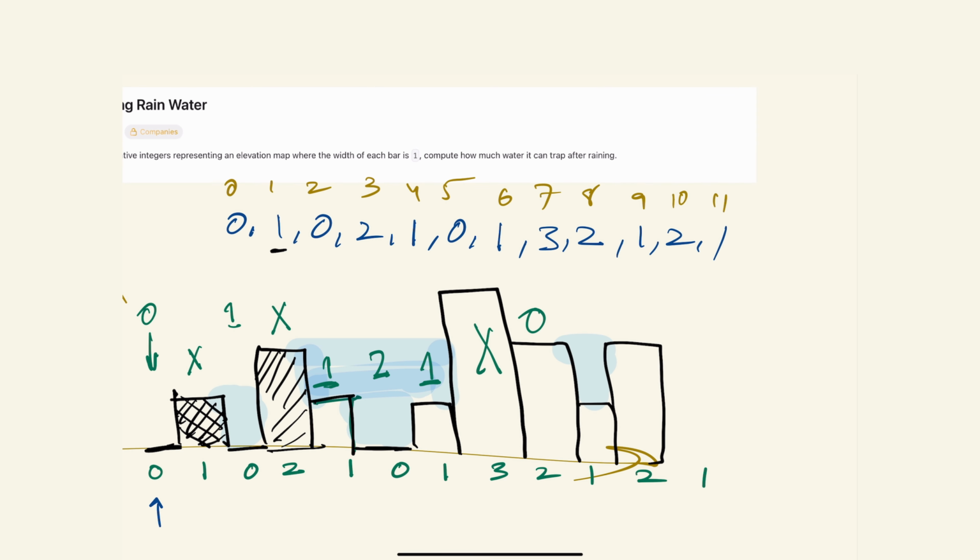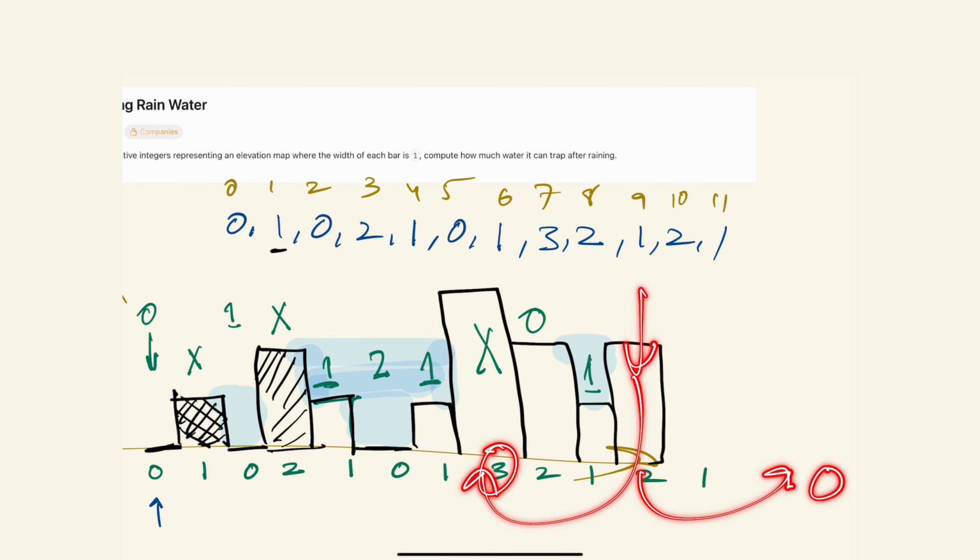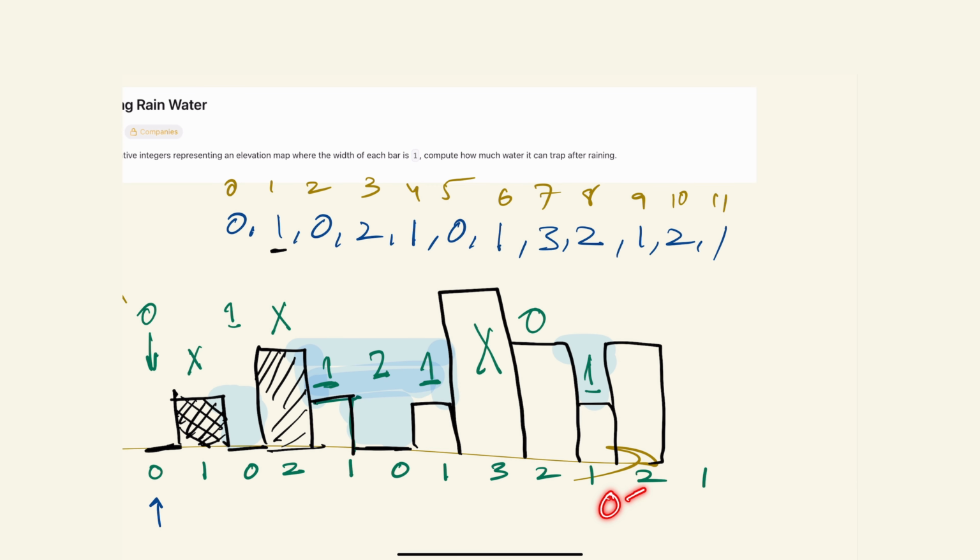Yes, it is holding 1 unit of the water. Now jump on the last wall. Okay, what is the max height on this one? Which is 3. What is the max height on the right side? It is 0. So what is the minimum value? It is 0. 0 minus 2 is going to be a negative value.